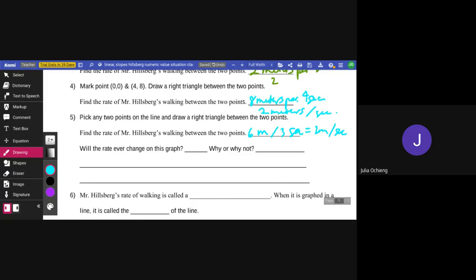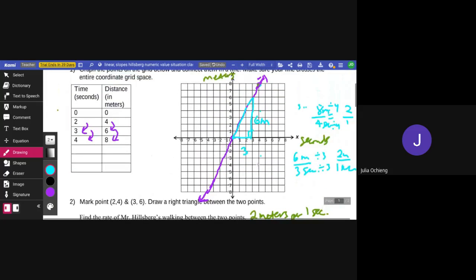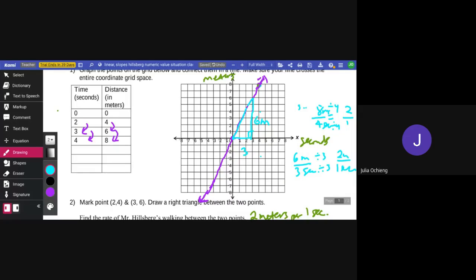Will the rate ever change on this graph? Well, let's take a look. The slope of the line never changes. The slant of the line never changes. The inclination of the line never changes. So what that means is that the speed of the line and how far it goes up doesn't change because that's the definition of a line.